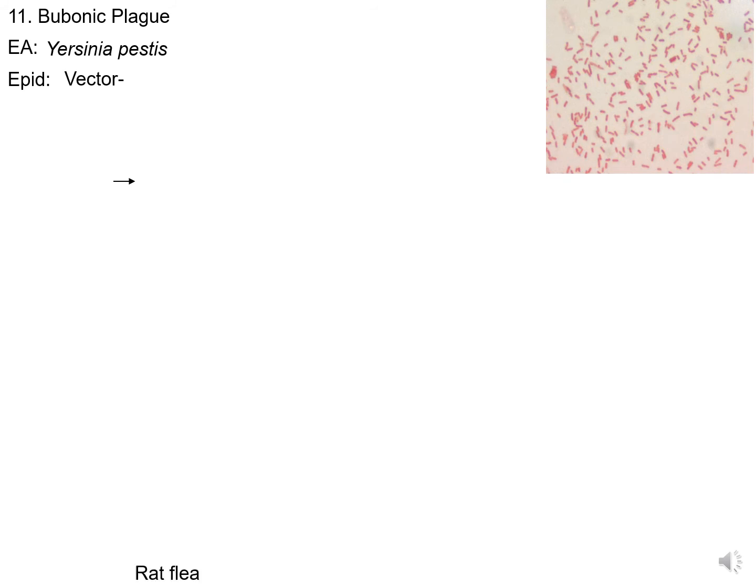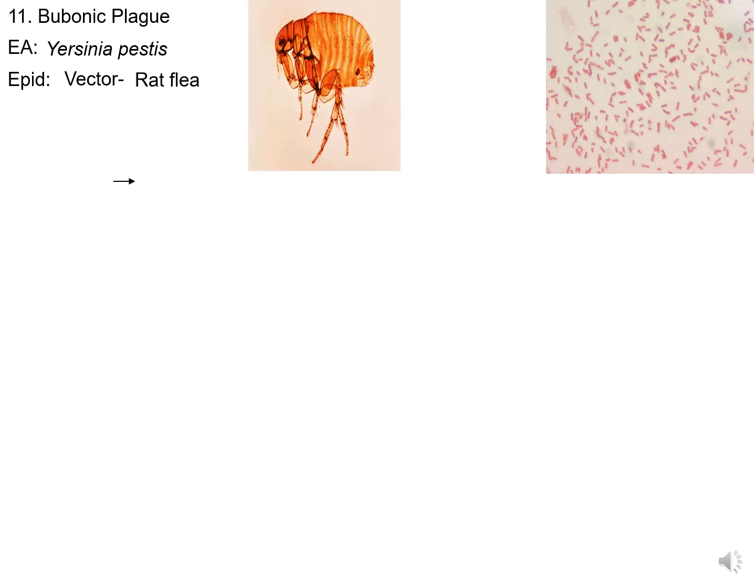Now, the vector is a rat flea, and you can see what it looks like right here. The reservoirs are rats, and what happens is the flea bites the rat, and then it jumps onto a human and bites you, and it transmits the disease. So we need to keep the rat population low too. Now that's why we still see this disease in other countries where rats run abundant, especially in India where they won't kill other animals because of their beliefs in reincarnation. Now when we look at this disease, because of this, it will be a zoonosis.